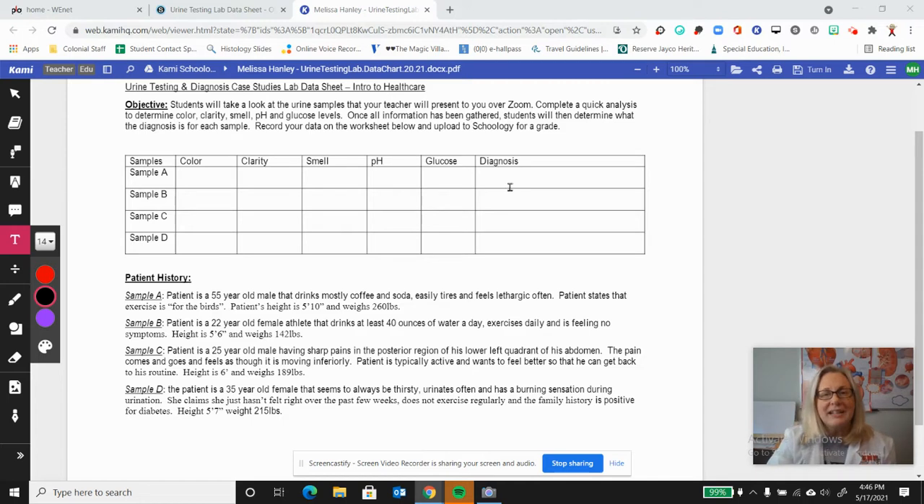Our sample A right here, I'm just going to read through, is a patient that's a 55-year-old male. He drinks mostly coffee and soda. He easily tires and feels lethargic. Lethargic means he's super tired and run down. He also states that exercise is for the birds, meaning he doesn't like to exercise. His height is 5'10", and he weighs 260 pounds. So we have a urine sample. I'm about to show you what it looks like. Here comes the urine sample.